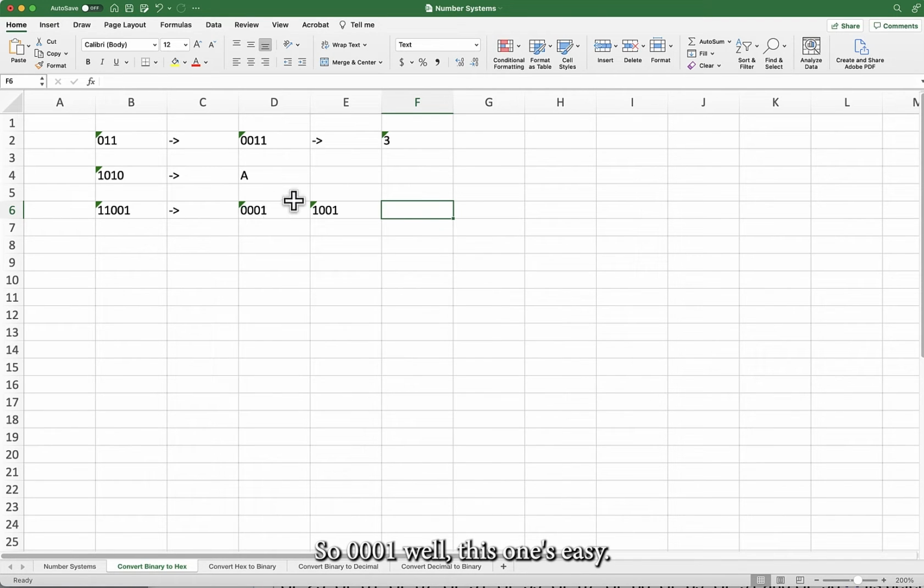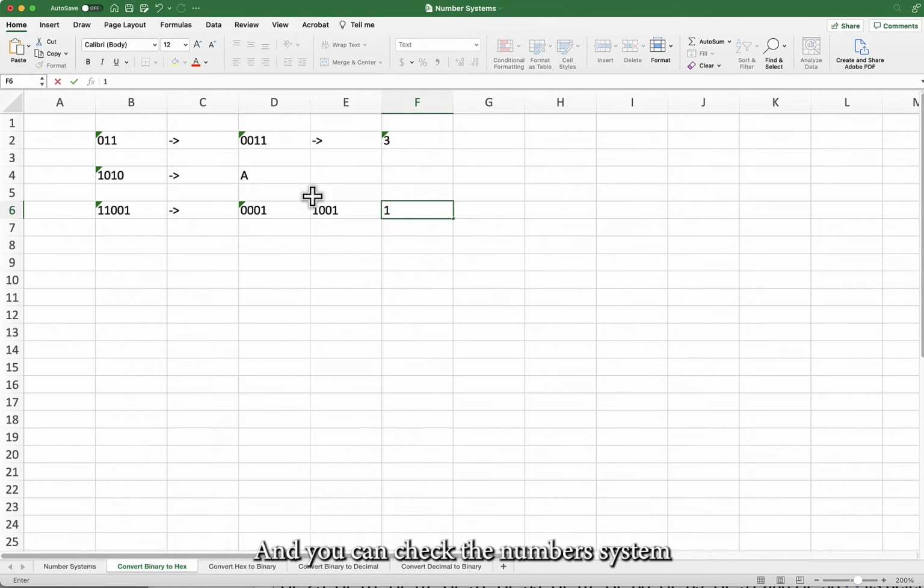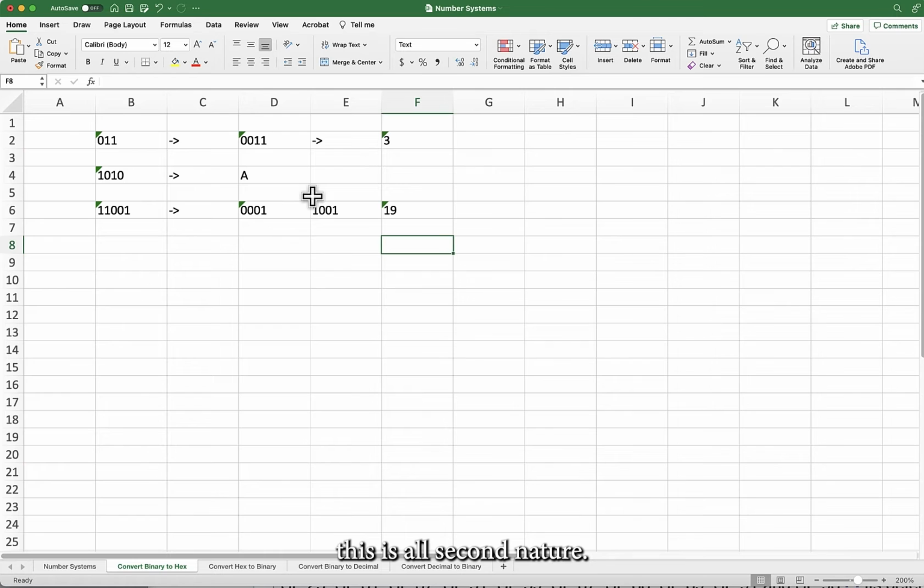So 0, 0, 0, 1, well, this one's easy. That's going to be a 1. And then 1, 0, 0, 1 is going to be a 9. And you can check a number system yourself after we're done, because I'm going to be including this Excel spreadsheet. And 1001 is 9. Now, the only reason I know this is I've been doing computer science stuff since I was 15 years old, so this is all second nature. Let's try another one.